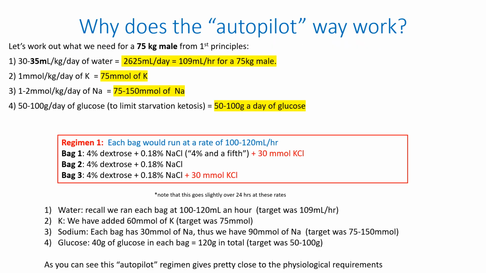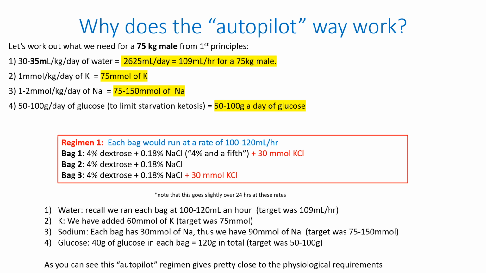So let me illustrate why the autopilot way works, right? So remember these requirements, the 4 requirements we spoke about for a short-term fasting patient. So for our 75 kilogram male, if they require 35 mL per kilogram per day, that equates to 2,625 mL a day. And if you divide that by 24, it is 109 mL an hour. They're going to need 1 millimole of potassium per kilogram. That's going to be 75 millimoles of potassium. And between 1 to 2 millimoles per kilogram a day of sodium, which equates to 75 to 150 millimoles of sodium. And then we have our glucose requirement highlighted there as well.